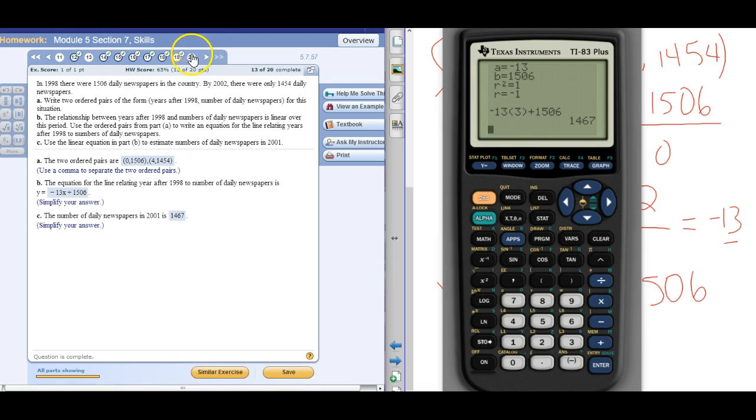Alright, so that's how you do that last problem. It's probably the toughest one, but there is something similar to this on your test for this module.